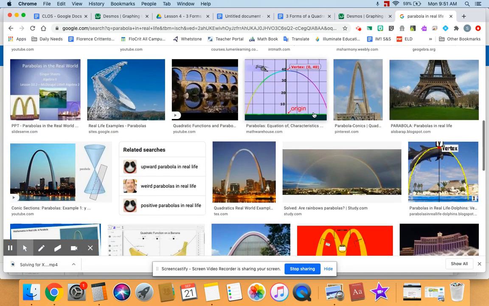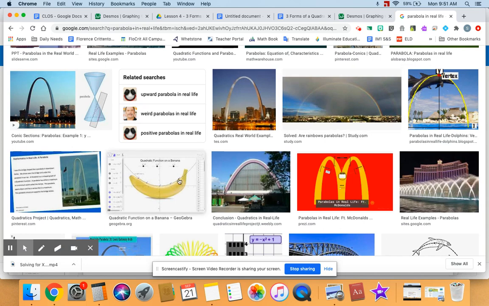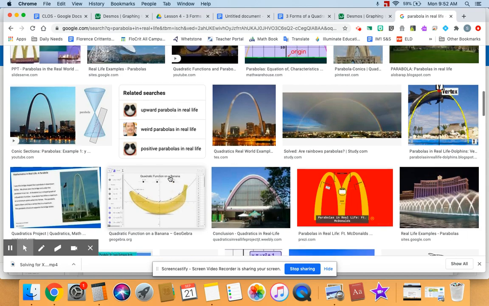So all of these things, rainbows, bananas, all of these things, you have to be able to create them from like a machine, you have to be able to put an equation to it. So everything you see in real life has an equation somewhere that matches it.